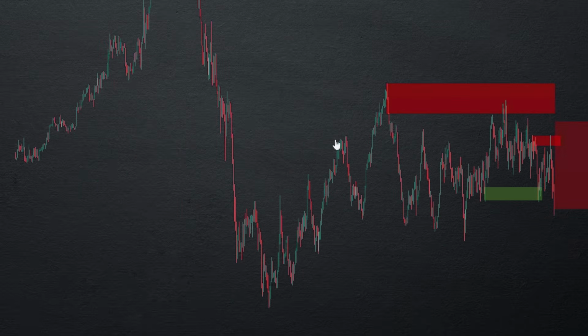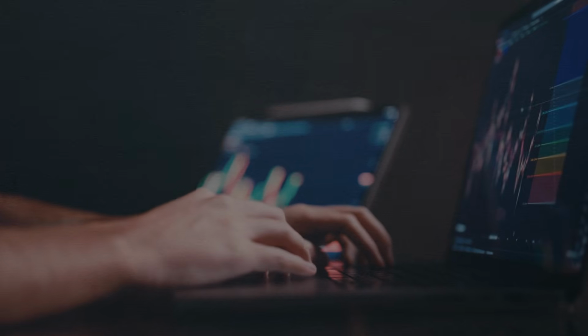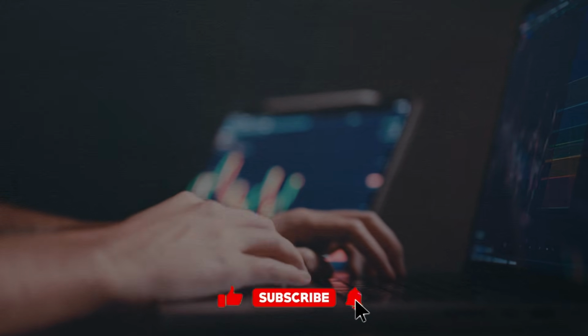So, I'll leave you with this question to chew on. Take a good, honest look at your own trading. Is it a clear, methodical process like this one? Or is it kind of based on feelings and guesswork? Because having a system, that's what separates the hopeful traders from the consistently profitable ones.